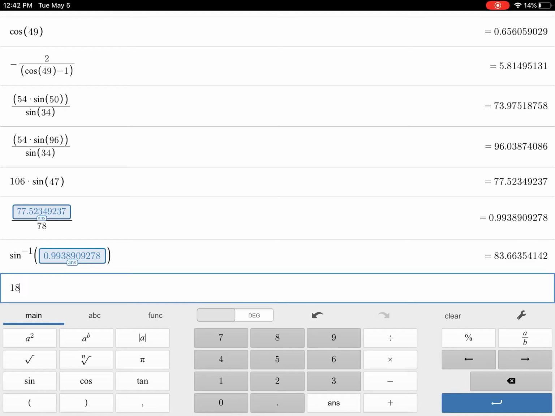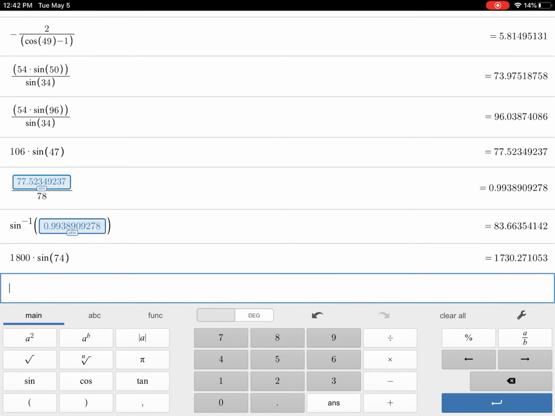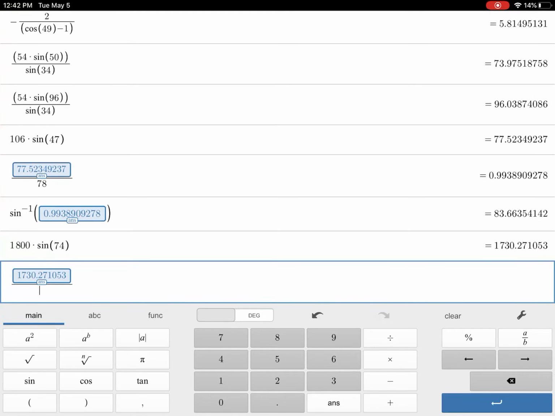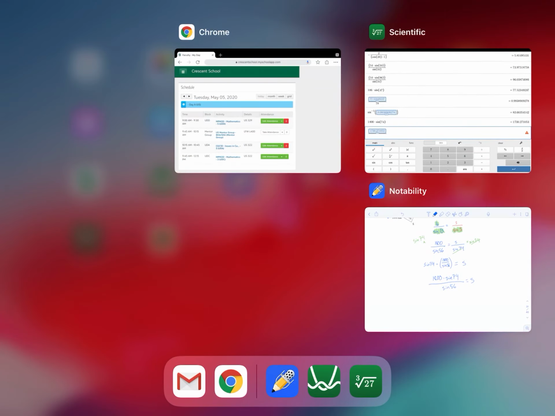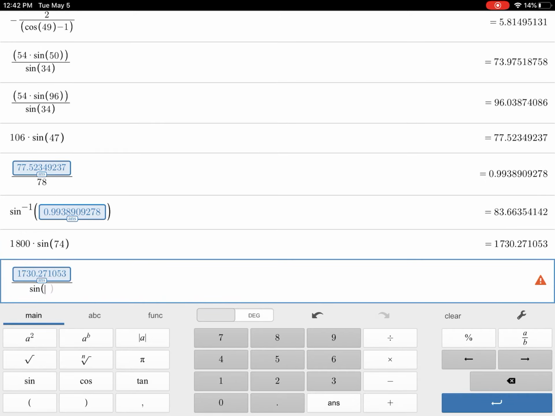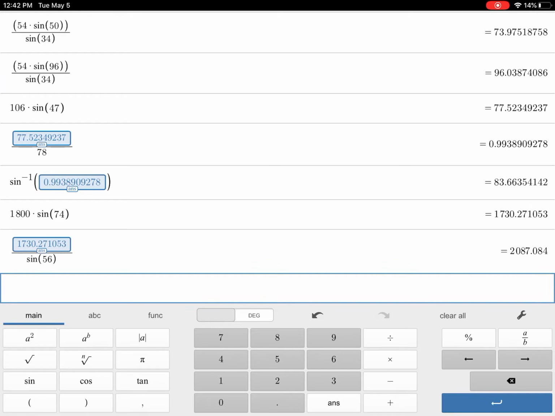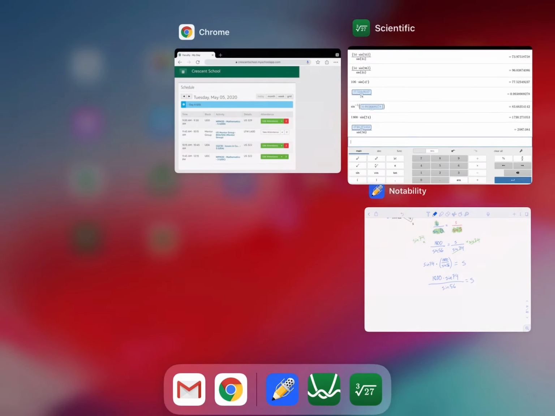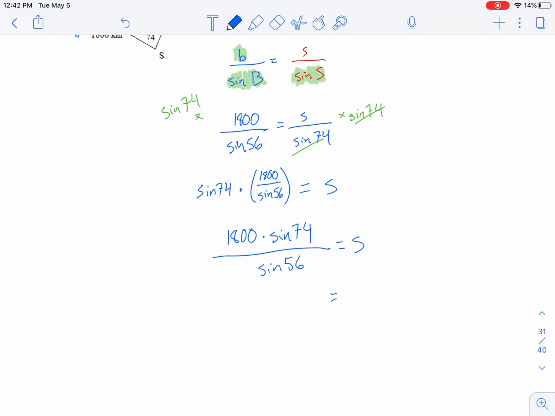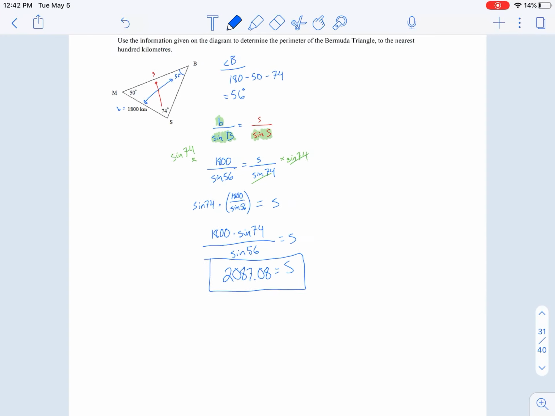So I'm going to say 1800 times sine of 74, and here's where I can hit enter. It stores that answer in my calculator, so then I can do answer divided by sine 56. It just makes it a little easier there. Hit enter, and we get the answer of 2087.08, and that's for side length S.